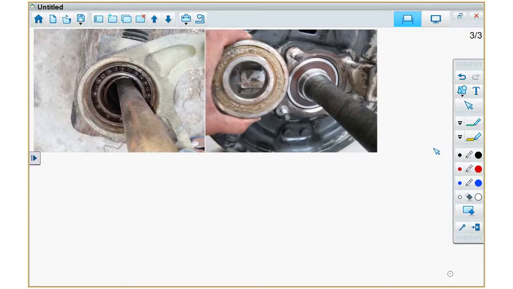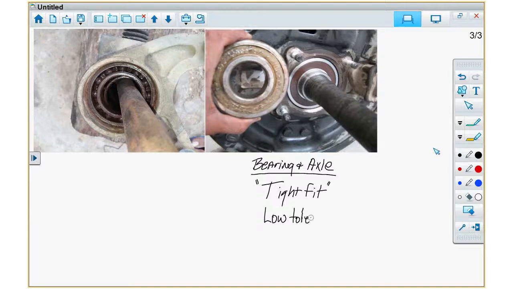Well, one thing that you need for bearing an axle is it has to be a tight fit. Low tolerance. What does low tolerance and tight fit mean? That means when you put a bearing on an axle, the only thing holding it on is not welded, not glued. What's holding that bearing on? The low tolerance of metal versus the metal.